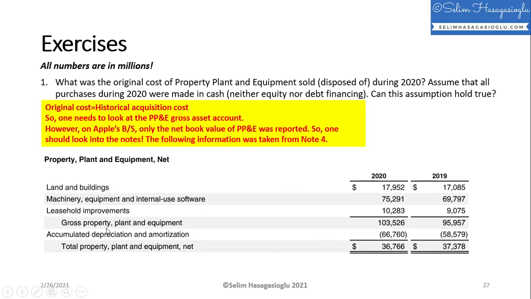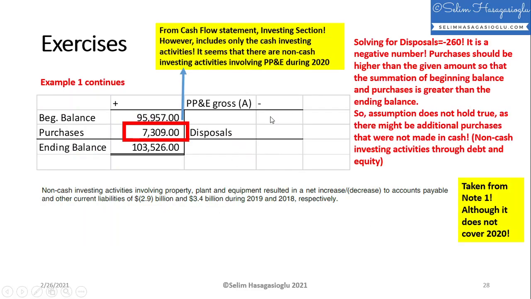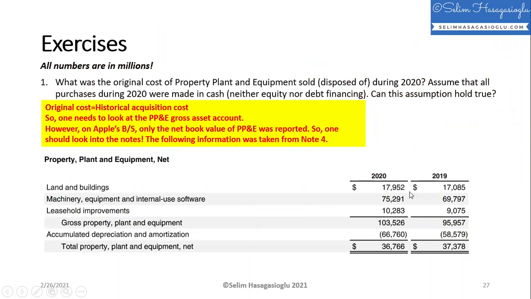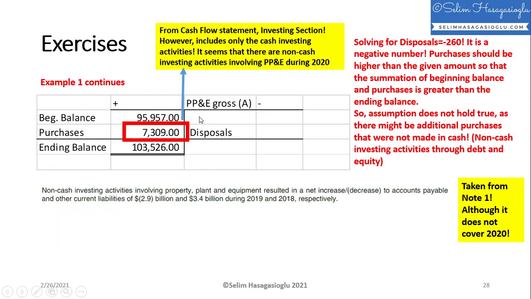So I have now known about the gross value for property, plant, and equipment. So I will be using this. 2019 ending balance will be 2020's beginning balance, and I also have the beginning balance, ending balance for 2020. Now I will construct my T account, PP&E gross. Again, it's an asset account having a debit balance. So again, beginning balance and ending balance are directly taken from note 4.